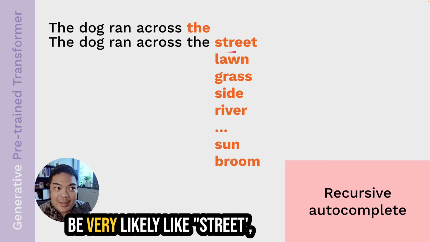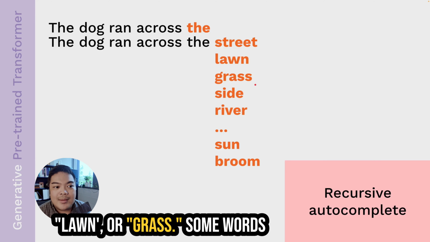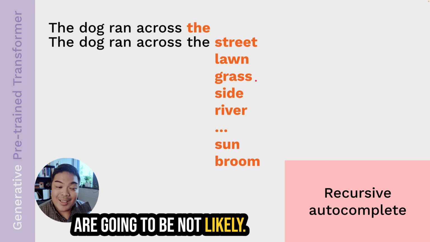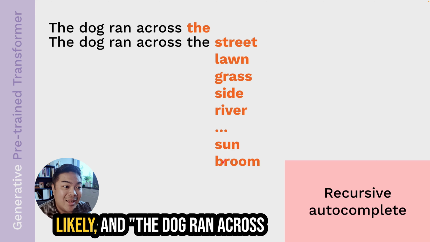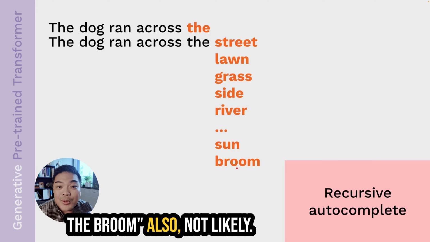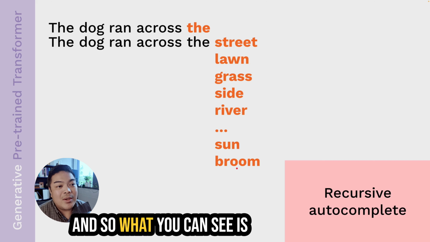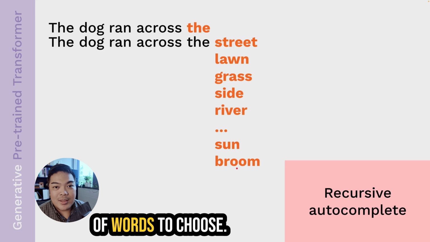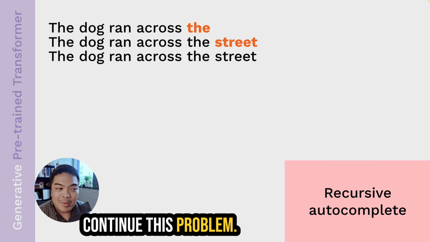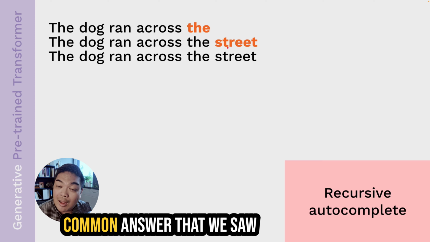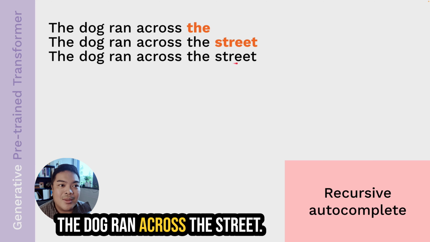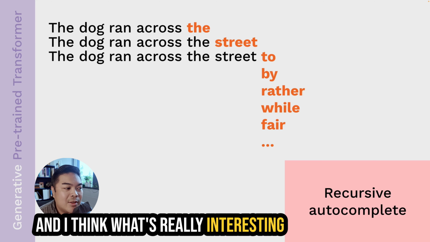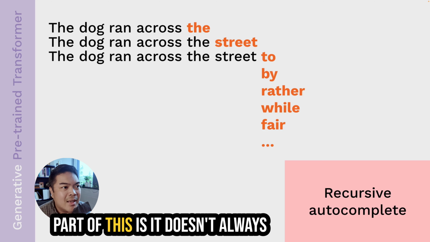Some of them are going to be very likely, like street, lawn, or grass. Some words are going to be not likely. For example, the dog ran across the sun is probably not so likely, and the dog ran across the broom is also not likely. And so what you can see is we have these candidates of words to choose. We choose one and we continue this process. In this case, we chose the most common answer that we saw here, the one that we expect, the dog ran across the street.